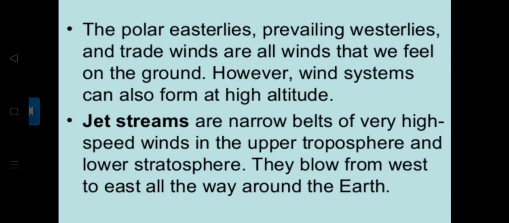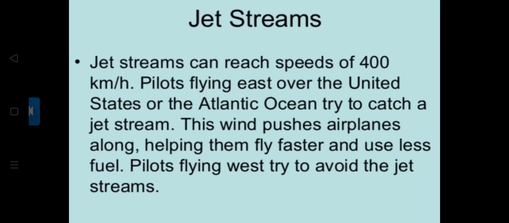However, wind systems can also form at high altitude, like jet streams. Jet streams are narrow belts of very high speed winds in the upper troposphere and lower stratosphere. They blow from west to east all the way round the Earth. This is some more information about the jet streams.